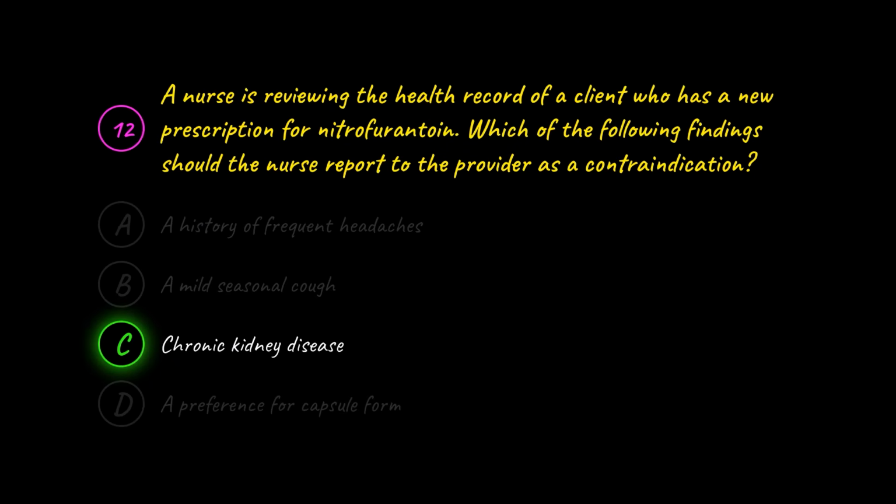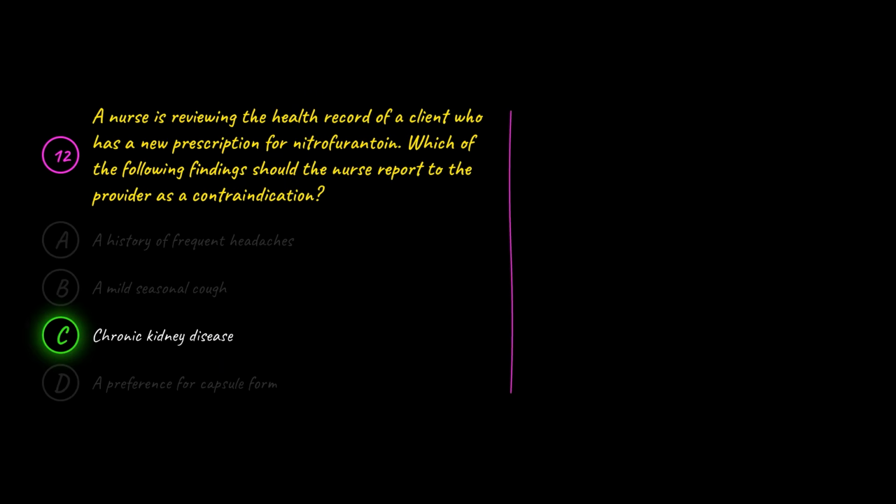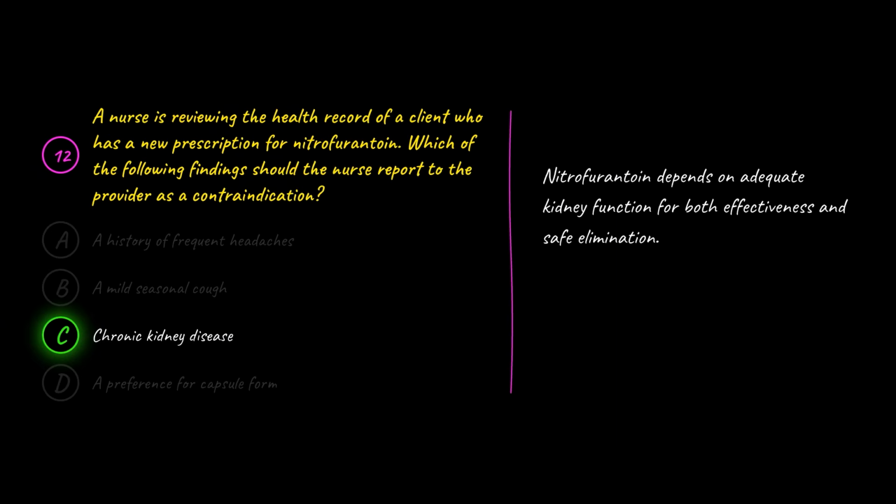The correct answer is C. Chronic kidney disease. C is correct because nitrofurantoin depends on adequate kidney function for both effectiveness and safe elimination. Chronic kidney disease increases the risk of toxicity and peripheral neuropathy, so the nurse should report this finding to the provider.